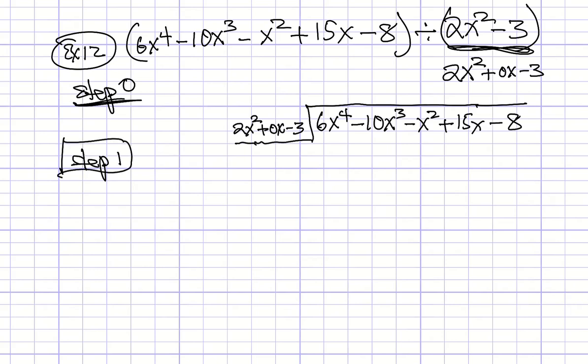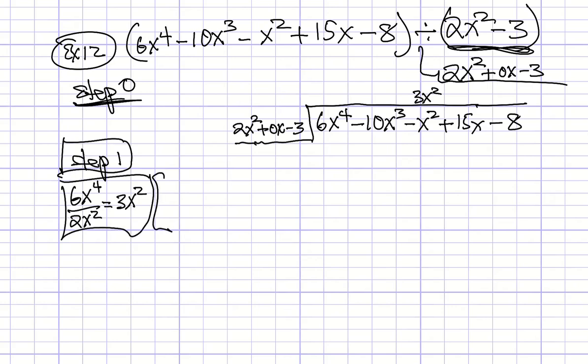And now we know what we're doing. We'll say 6x to the power 4 divided by 2x squared, right? We'll knock that out. We'll get 3x squared. You see that, right? So we'll put it here, 3x squared. So it goes over there. I want to make sure I don't mix things up. Alright, so we'll put it there, then we'll use it to multiply things out. We'll multiply 3x squared times 2x squared plus 0x minus 3.